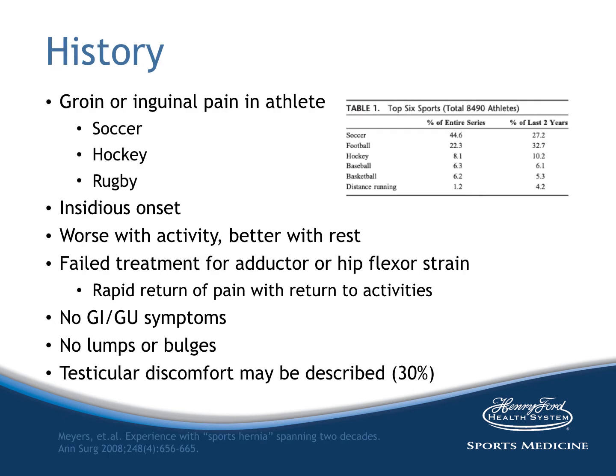Patients eventually diagnosed with sportsman's hernia or sports hernia typically present with groin or inguinal pain of insidious onset, which is worse with activity and better with rest. Typically, they will have failed treatment for adductor or hip flexor strain before they present to you, or you may treat them for adductor or hip flexor strain several times before you come to the diagnosis of sports hernia. Unfortunately, with return to sport, they usually have a rapid return of their discomfort. Gastrointestinal and genitourinary symptoms are uncommon, and lumps and bulges are also uncommon as a historical component. Interestingly, testicular discomfort may be described in up to 30%.